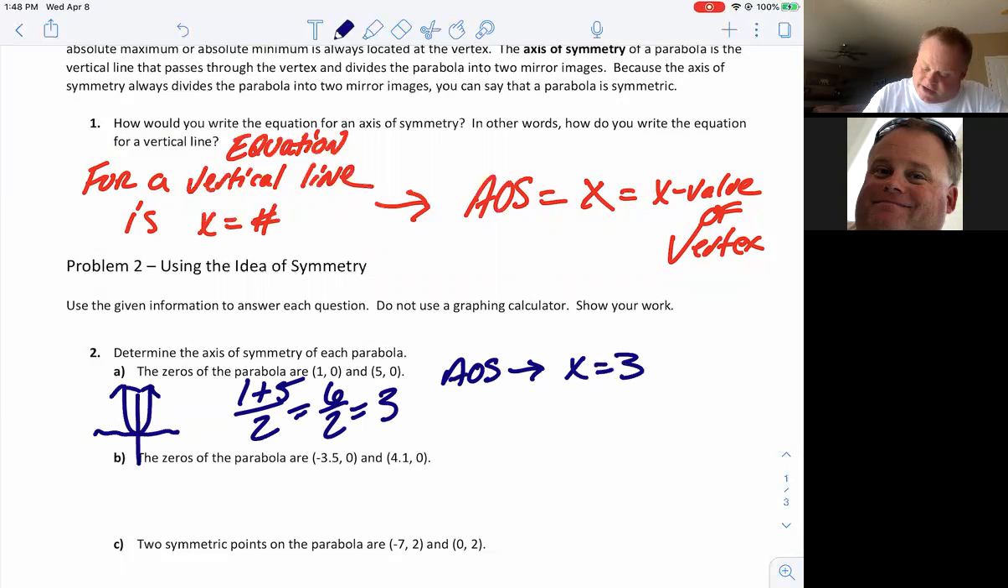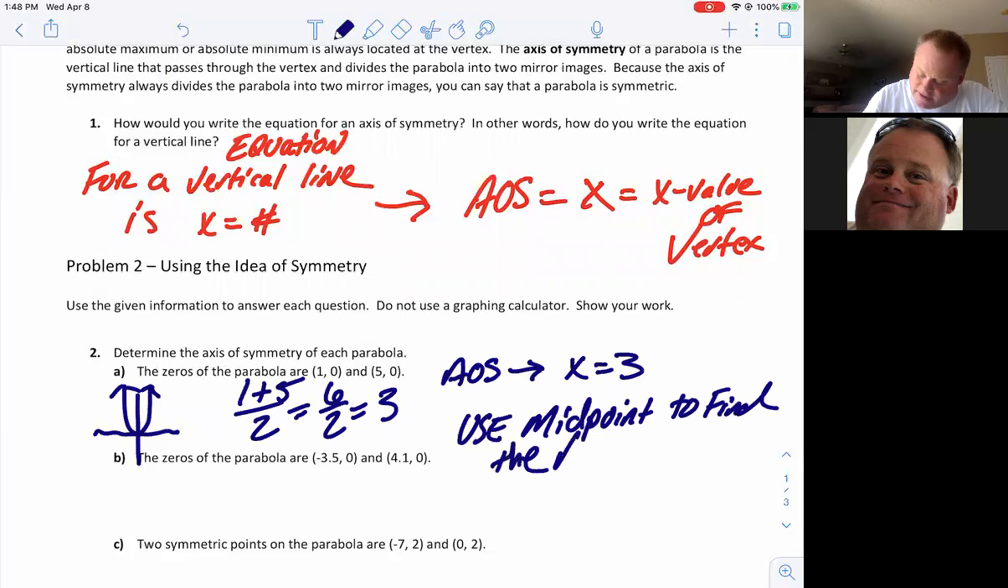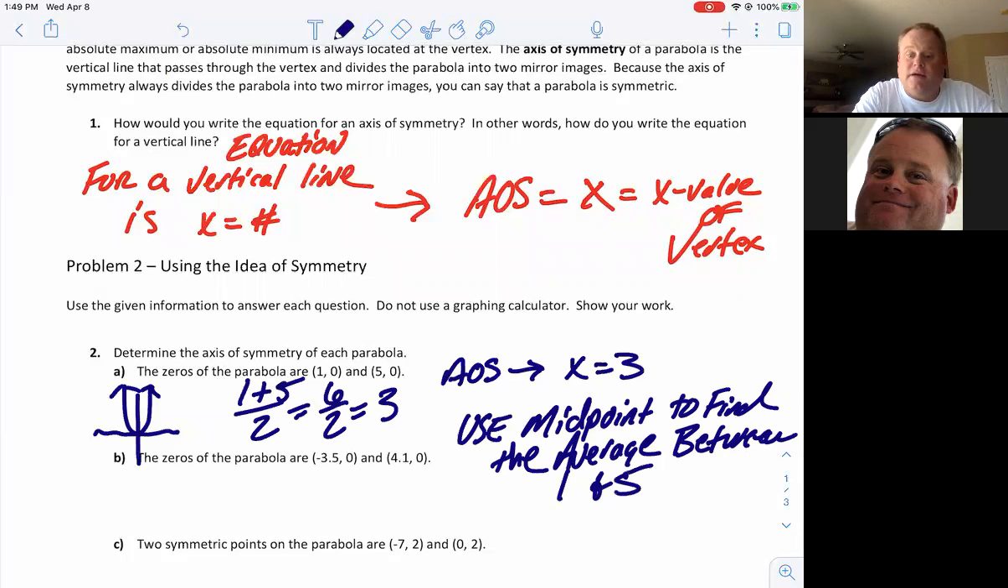And I know this because I can use midpoint to find the average between 1 and 5, okay? It's a midpoint formula, right? I'm just using it for the x, though. I'm not using it for the x and y. I'm just simply using it for the x. All right.